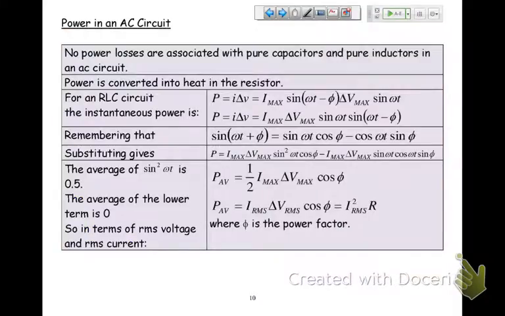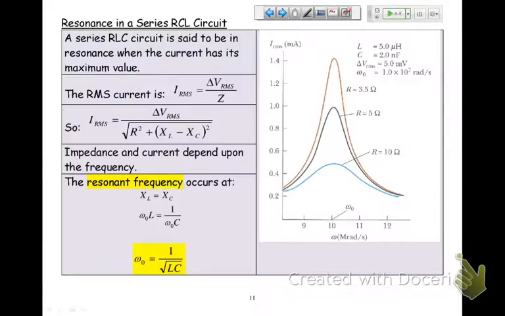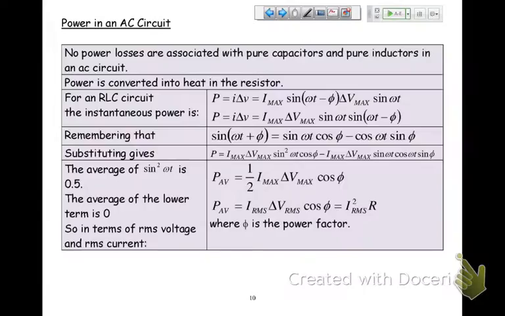So okay, power. Let's talk about power. This is basically saying, look, no power losses are associated with pure capacitors and pure inductors in a circuit. They're not resistive. Well, no, they are, but it's the resistor that dissipates heat. They don't dissipate heat. They create electric fields, they create magnetic fields, but they're kind of conservative, I think. So power is converted into heat in the resistor.